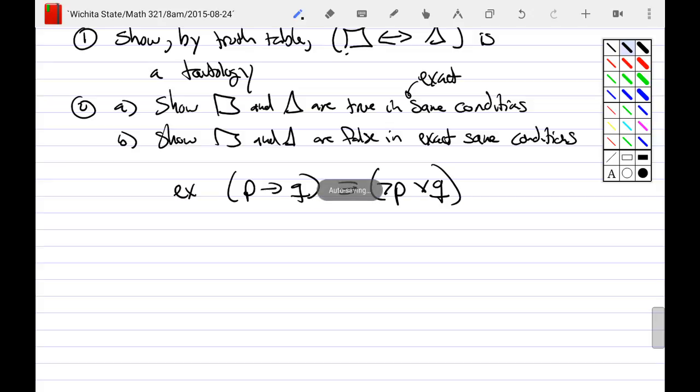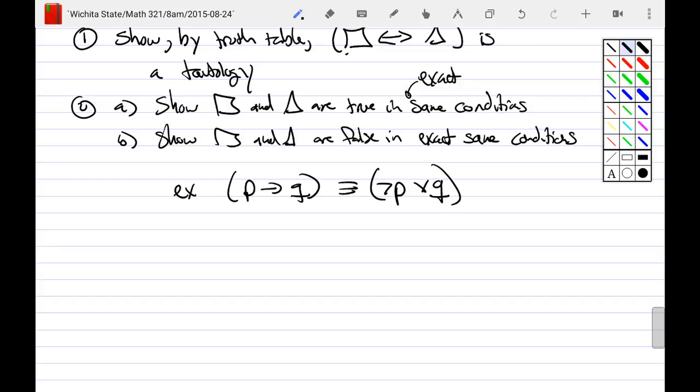When is an implication false? When P is true and Q is false. That's the only time the left-hand side is false. When is the right-hand side false? Why? Because under disjunction, the only way for an or to be false is if what? Both the left and the right are false. In other words, I would need not P to be false and Q to be false, the only time a disjunction would be false.